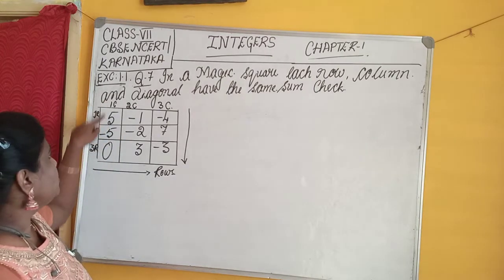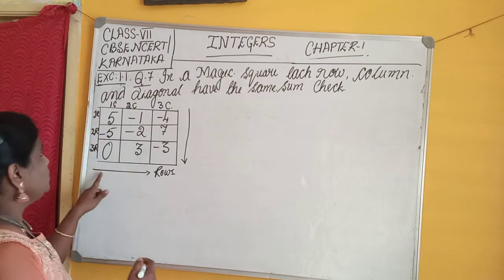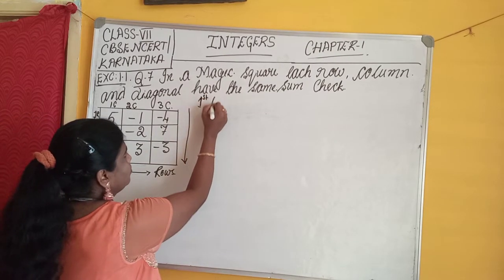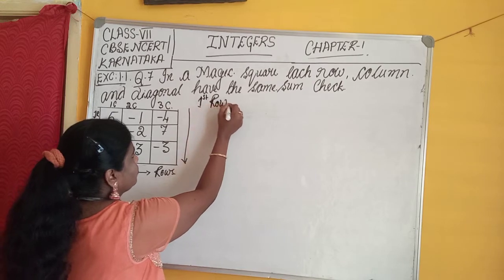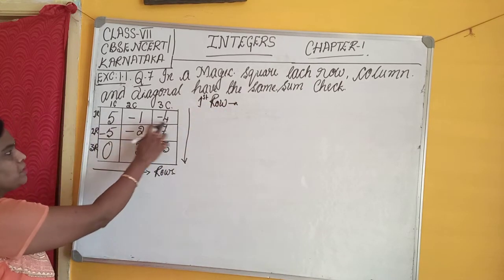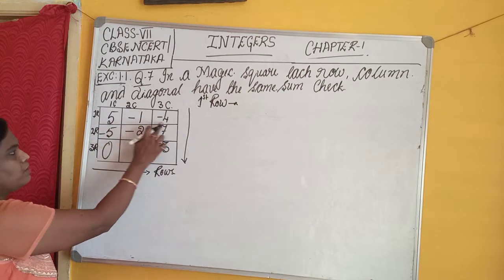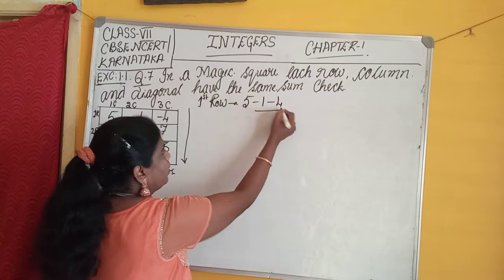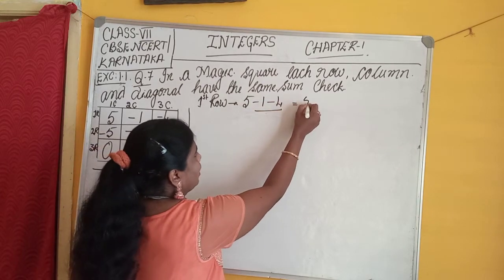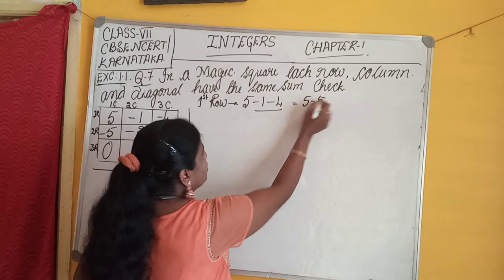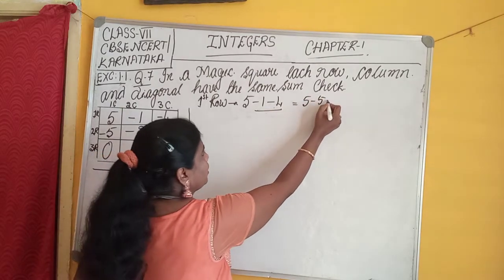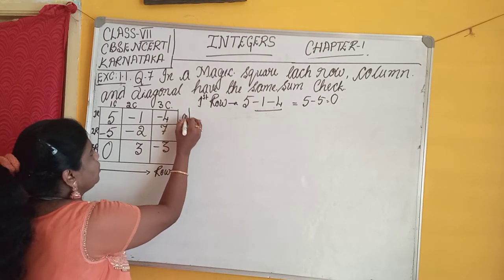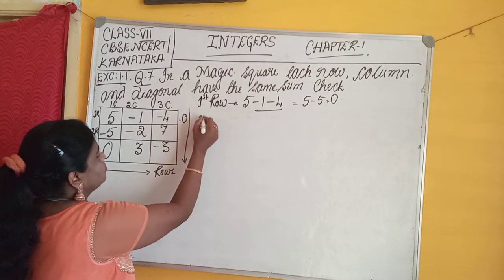Understand the numbers in the first row. Which numbers are there? 5, minus 1, minus 4. Add the negative numbers: minus 1 minus 4 will become minus 5. 5 minus 5, if we add, we get 0. Here we got 0.